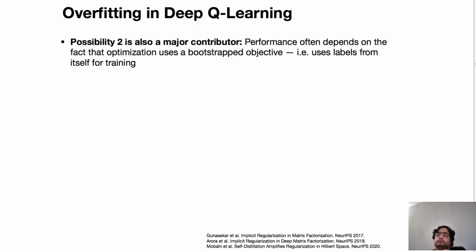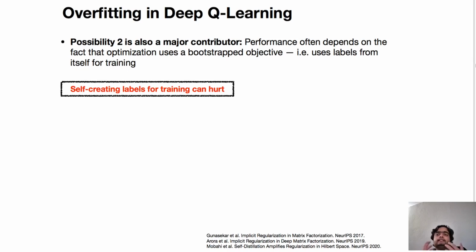optimizing a bootstrapped objective, which means that you're generating labels from your own past self for training your future self, meaning that you're training your future Q functions using past Q functions which come from the same network class, which were seen during the same optimization trajectory in the past, and those are being used for training. So basically, self-creating labels for training can hurt. That's the main hypothesis here, for which I'll present some evidence.